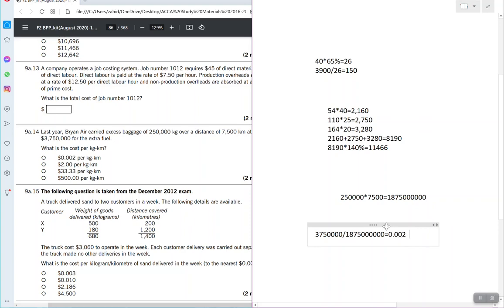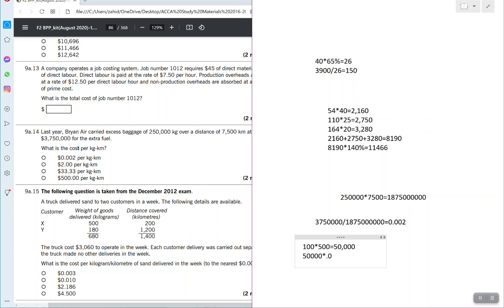Now, what does it mean? It means that every 1 kg that you take 1 kilometer will cost you 0.002. For example, if I want to take 100 kgs to somewhere that is 500 kilometers far, that becomes 50,000 kilometer-kgs. Multiplying by 0.002, that becomes $10.